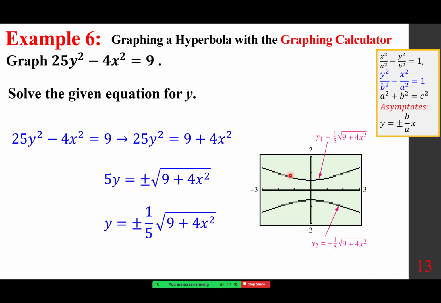And it gives you the top halves. Positive y1 is 1/5 times the square root of 9 plus 4x squared. And the bottom piece is negative 1/5 times the square root of 9 plus 4x squared. I just wanted to mention, and I've shown you that one with respect to an ellipse, you have to solve for y, and it gives you two pieces. Because remember, this is not a function.